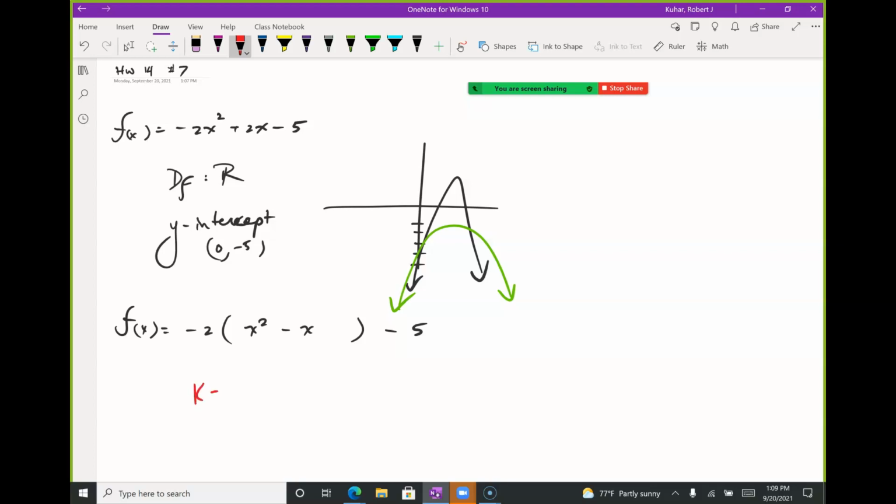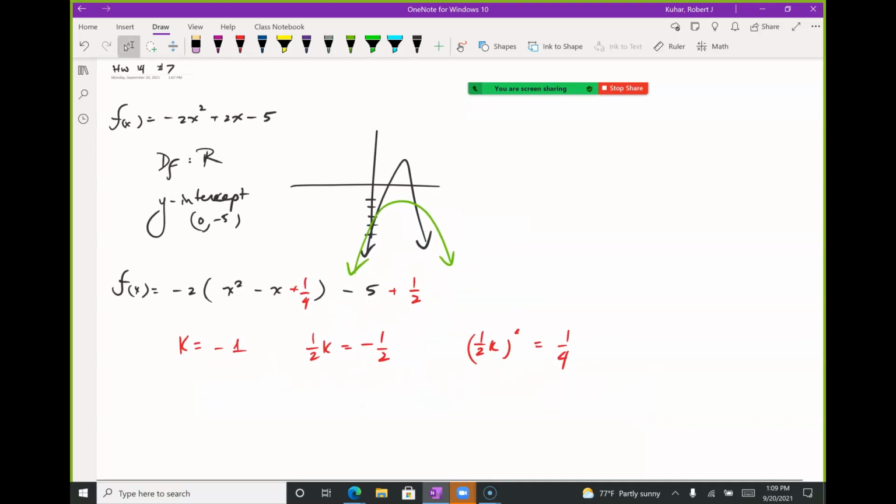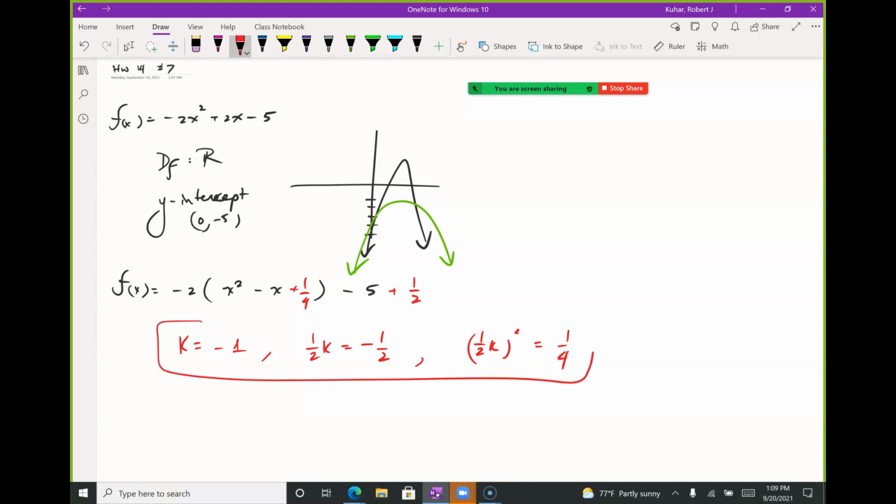So k is negative 1. Half of k is negative 1/2. Half of k quantity squared is positive 1/4. I'm going to add a 1/4 on the inside, but notice that is times a negative 2. So I have to make sure I add a 1/2 on the outside. Make sure you're with me there before I move on. Can you explain that again? Yes. The 1/4 and 1/2, please.